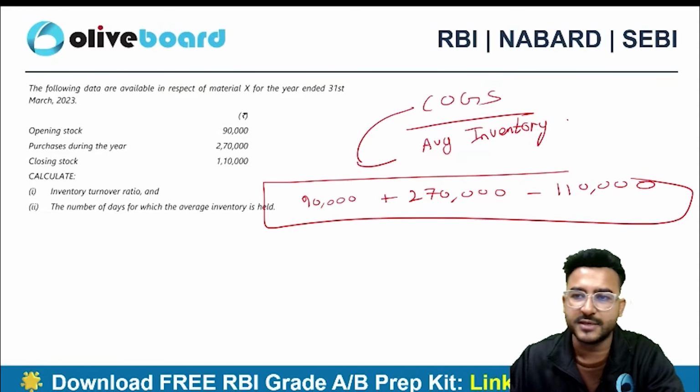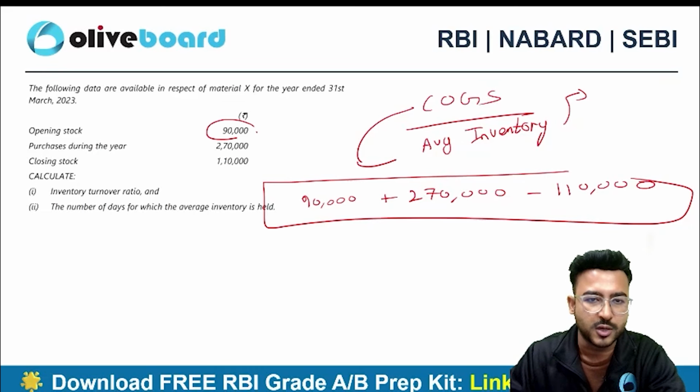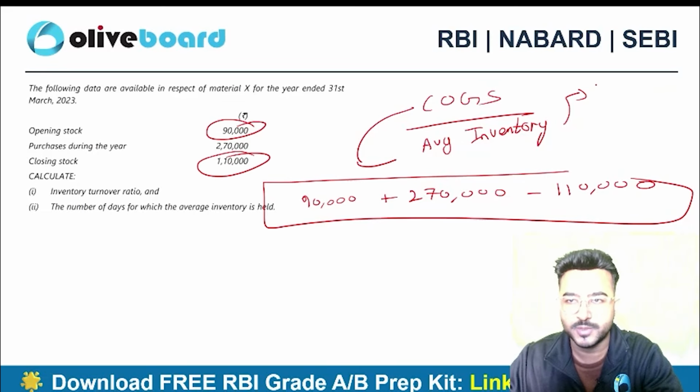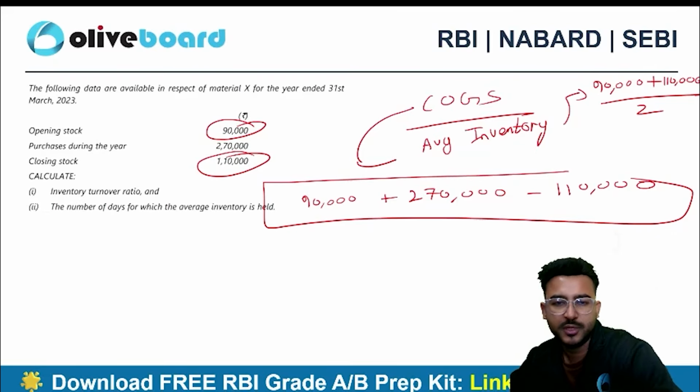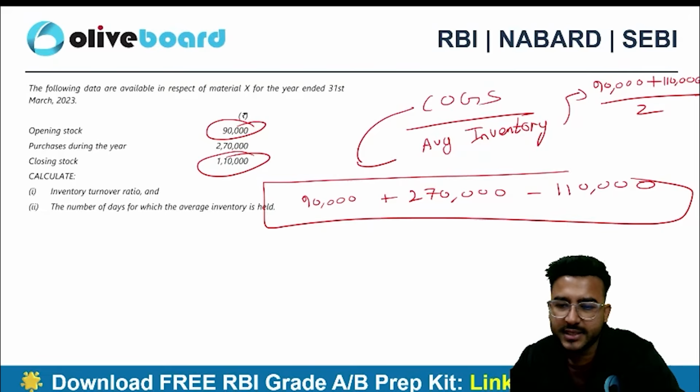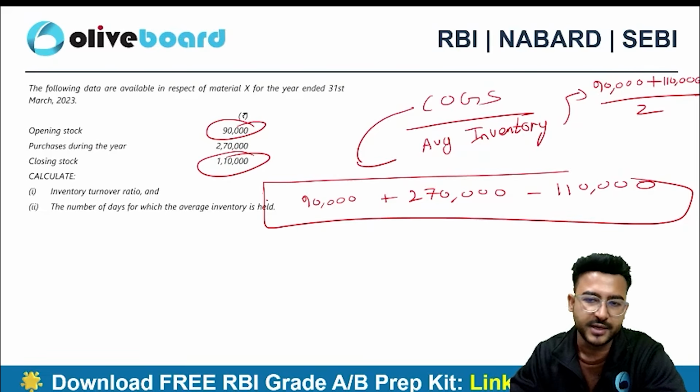And what about average inventory? It's nothing but opening stock plus closing stock divided by 2. So 90,000 plus 1,10,000 divided by 2. That's my average inventory, right?